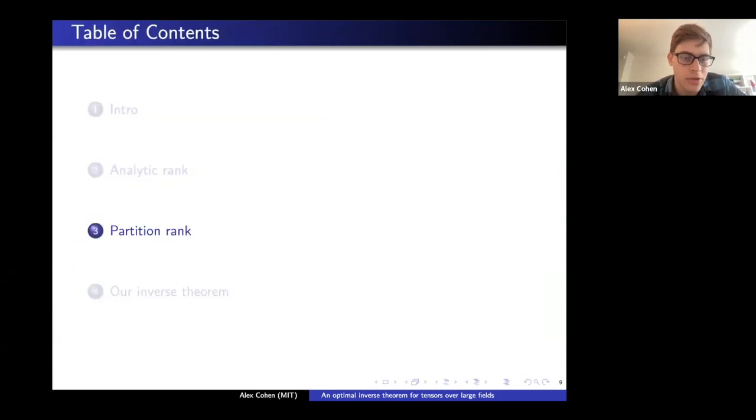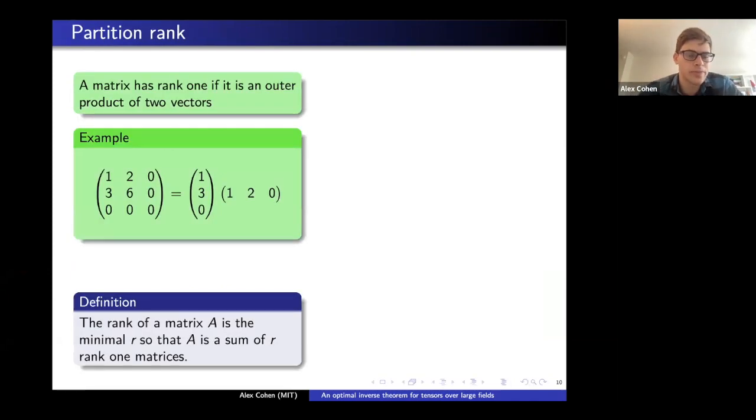Okay, now I'm going to move on to the partition rank, which is another notion of rank. Okay, recall that a matrix has rank 1 if it's an outer product of 2 vectors.